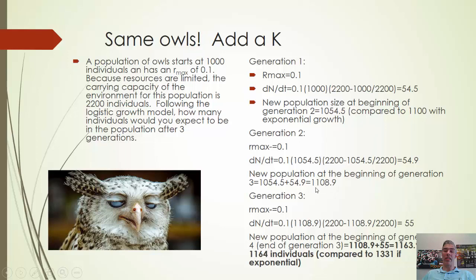The new population now, remember, you can't have 0.9 of an individual, but we're going to keep them as decimals for now. You have 1,108.9 individuals at the end of the second generation, or the beginning of the third. And then we do the third generation, and 55 individuals are added to it. Now at the end of 3 generations, we end up with 1,164. Compare that to the 1,331 if it's exponential. So you can see how the carrying capacity component has lowered the rate because of limited resources.